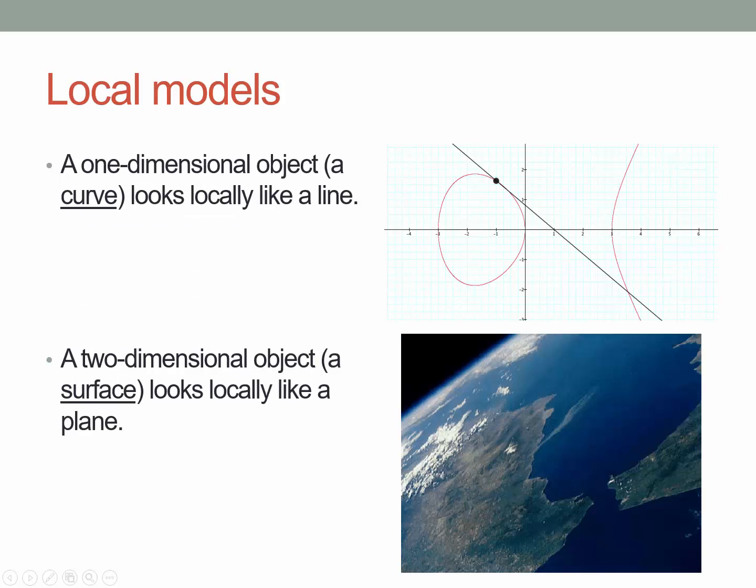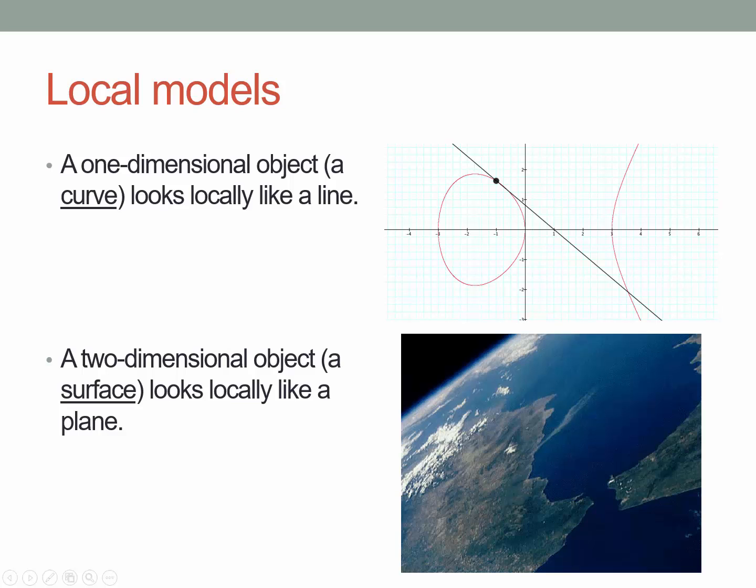Another way to understand how one-dimensional objects and two-dimensional objects look is to think of them really zoomed way in. So over on the right at the top, I'm showing you an algebraic curve, and I claim that this is one-dimensional. What I'm saying is, if I concentrate my attention at a point on that red curve, and I look very locally, I zoom way in, the more and more that I zoom in, the more and more that it looks like a line.